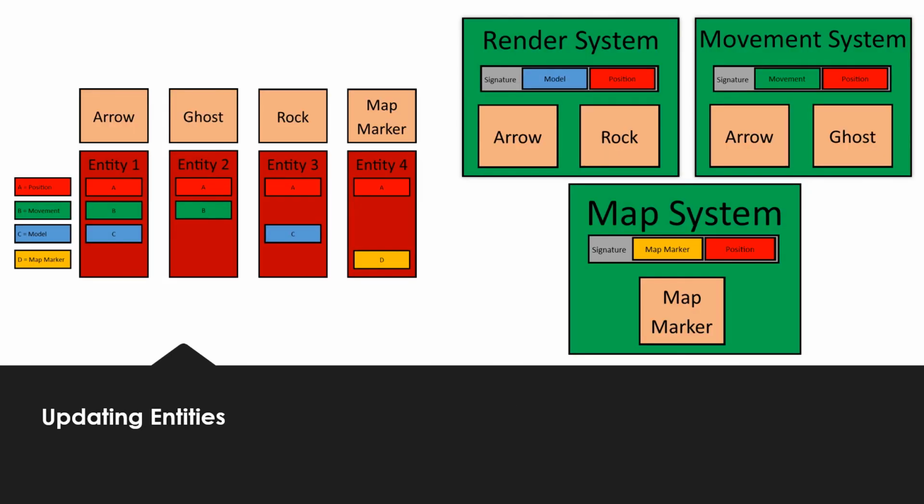Going forward with this example, if we want to update these entities, we might have a render system that only cares about entities with a model and a position component, in which case it's only going to render the arrow and the rock, which is what we want. The movement system likewise only cares about movement and position, so the arrow and the ghost get updated. And the map system is just kind of a one-off. It only cares about map markers in this case, so it'll only operate on the map marker.